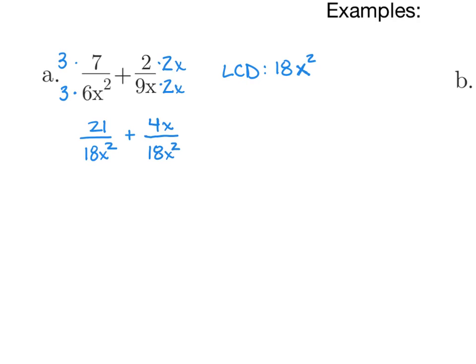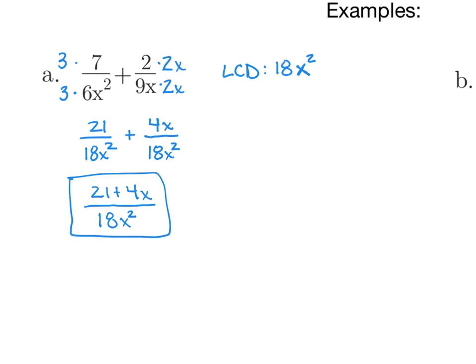From here we go ahead and combine the tops, and we can't really do anything except for combine it into one fraction. So we get 21 plus 4x over 18x squared. All right, can we simplify? There is nothing that factors out of the numerator, and so the answer is no. So this is our final answer.